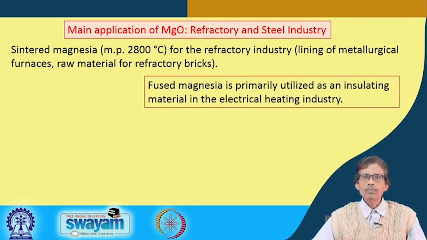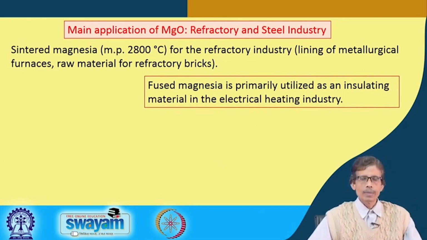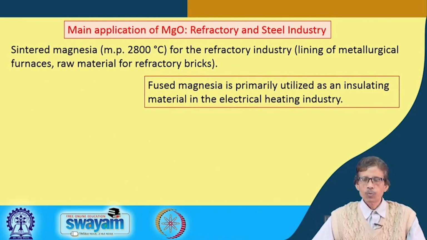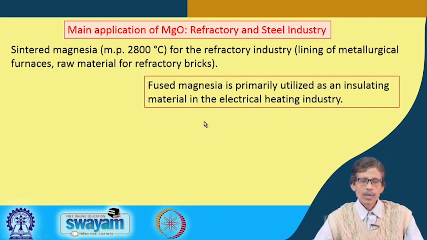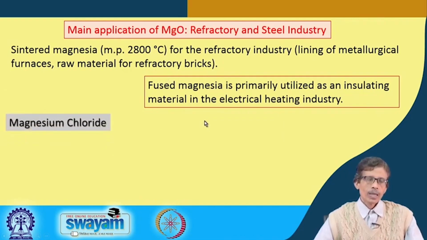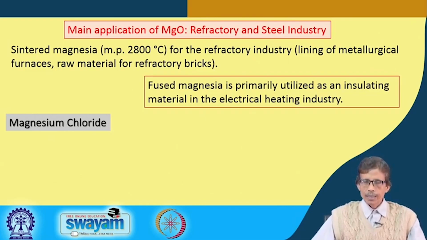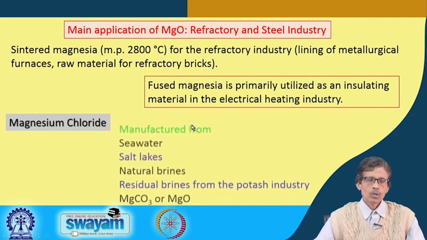Because we are making this magnesium oxide at a very high temperature, and since that material is not a very costly one, it is a very cheap one, you can use it in making bricks, and for the inner lining of the corresponding furnaces and so on. Then the most common source from where we are making this is magnesium chloride. So, magnesium chloride is typically the isolation process. Then you convert to the other compounds.